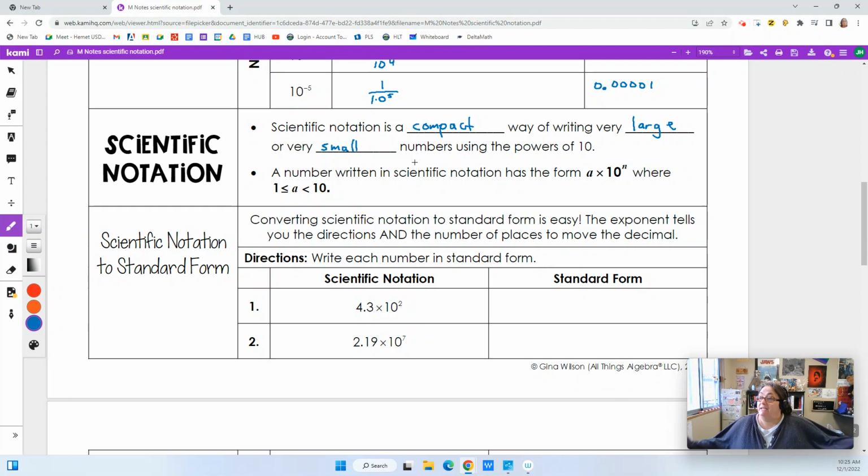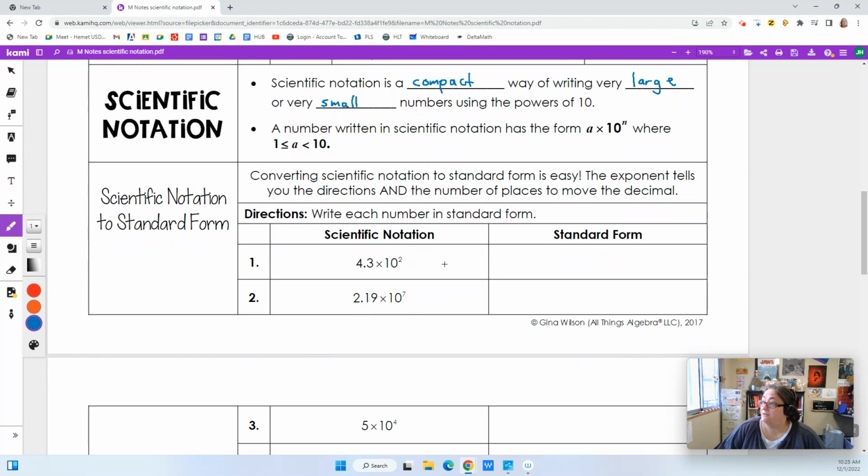Now, when we're writing things in scientific notation, we're not always dealing with just the tens, but we break down the tens as much as we can. So when we're writing a number from scientific form to standard form, if you look at the numbers we have here, it says a number written in scientific notation is of the form A, which is some number, times 10 to some power, right? But our A has to be between 1 and 10. It can't be less than 1.